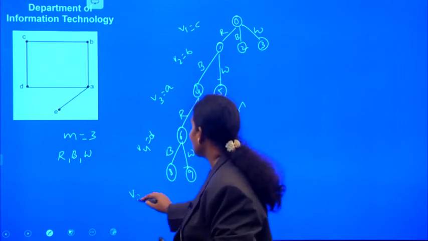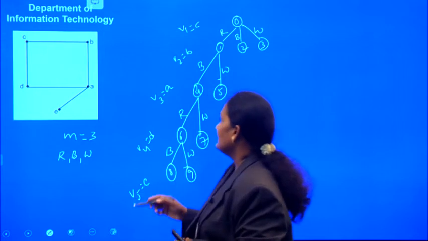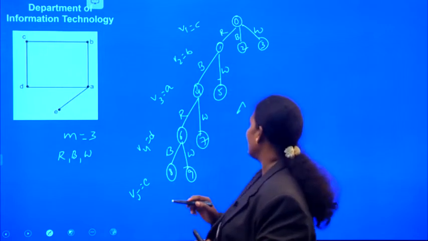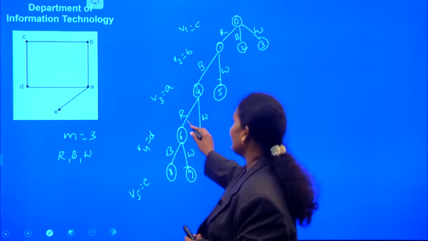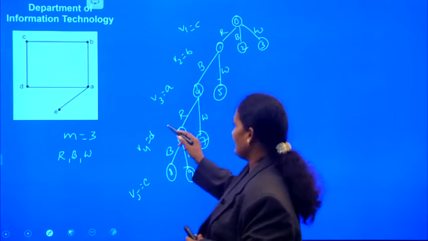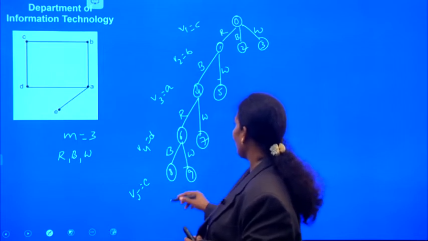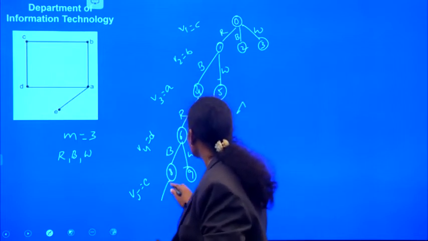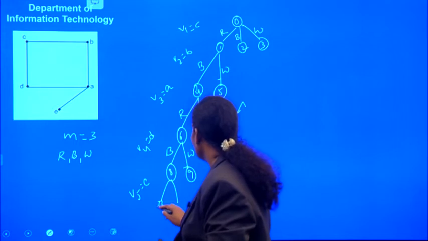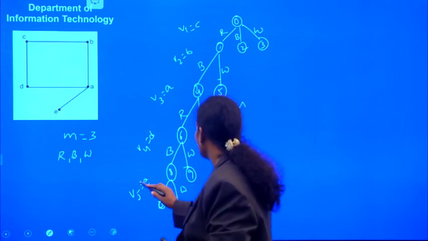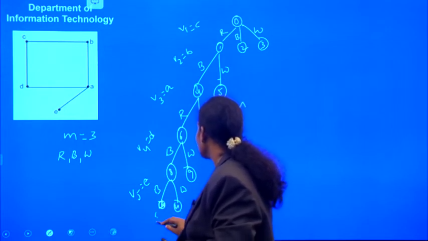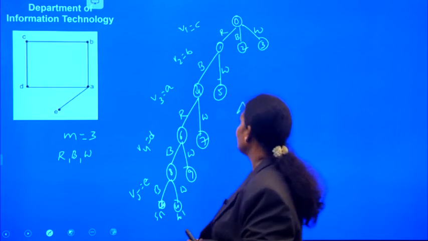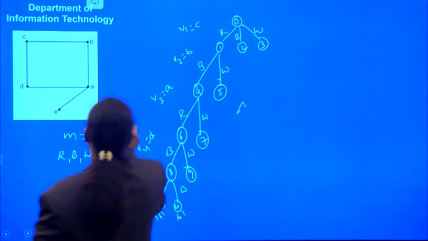Now coming to the last vertex, E. Here the vertex E is adjacent to A. The color I used for A, the same color I cannot use. That is red, I cannot use. And I can use the remaining colors. So what are the remaining colors that we have? Blue and white. Blue and white I can use for vertex E. So one of the solutions is this one and another solution is this one. That is the solution we are using.